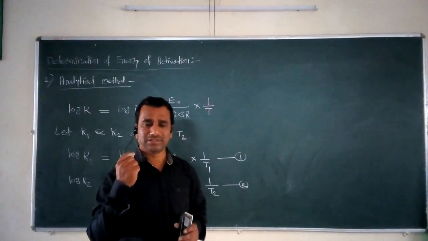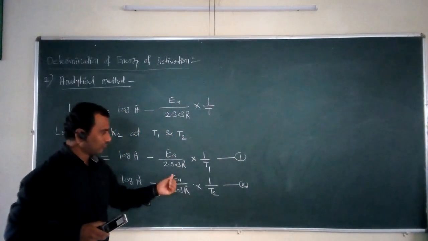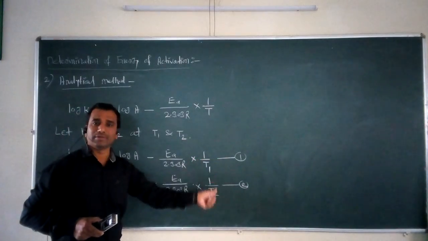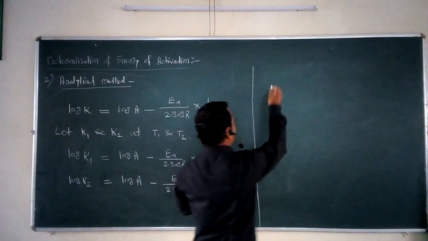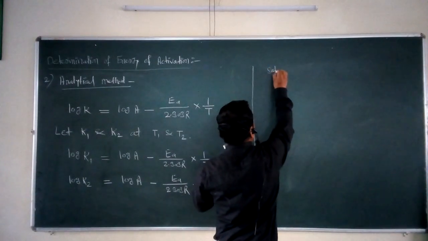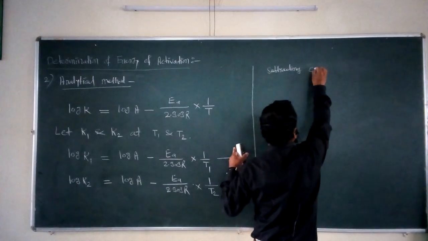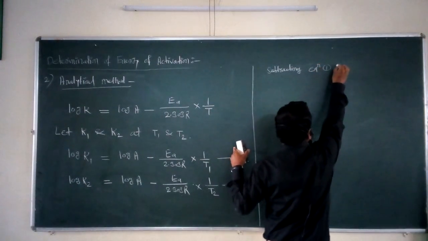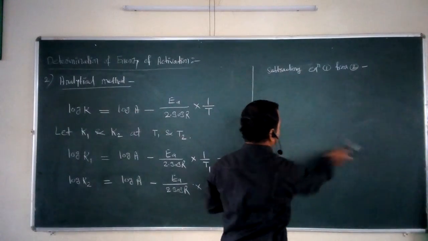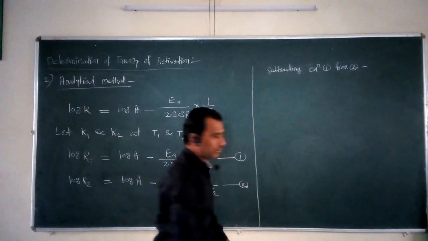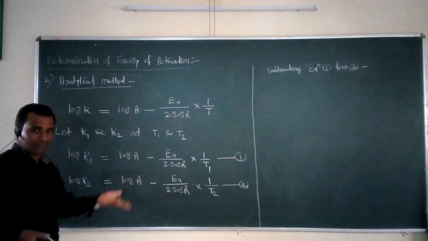Next, we have to carry out a simple step. We have to subtract equation number 1 from equation number 2. So by subtracting equation number 1 from 2, simply subtracting, what do we have to consider here? The first equation is this, and we just have to subtract it. So what will we get here?